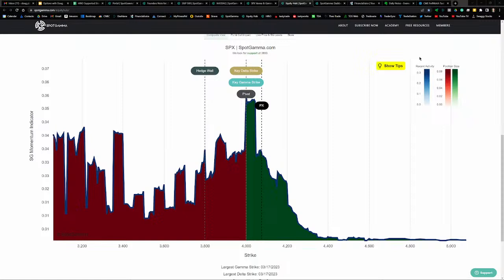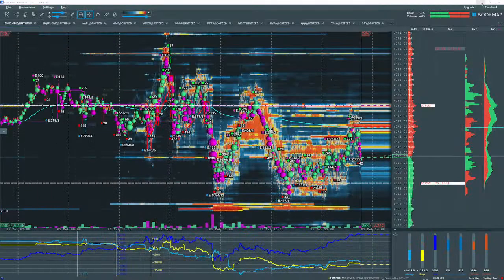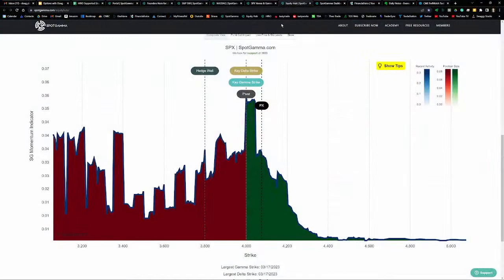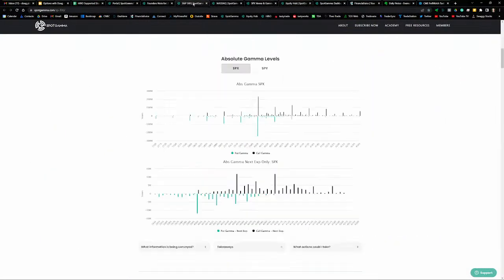Okay, so those are the levels that are in play. Let's go back to Bookmap. Those are the levels in play, and we'll talk about setups in just a few minutes. And let's take a quick look at the S&P 500 gamma charts. And these are the absolute gamma charts. This is for the S&P 500.